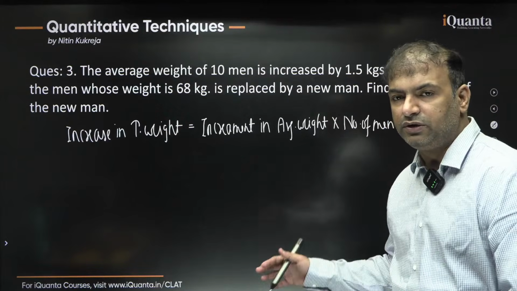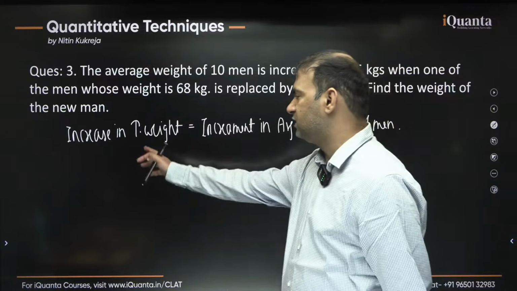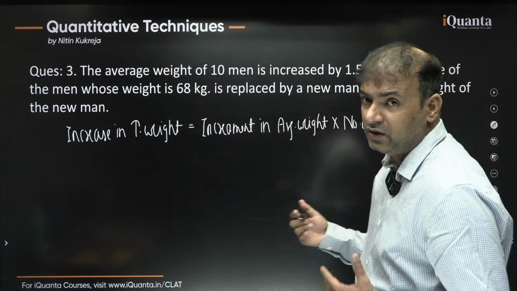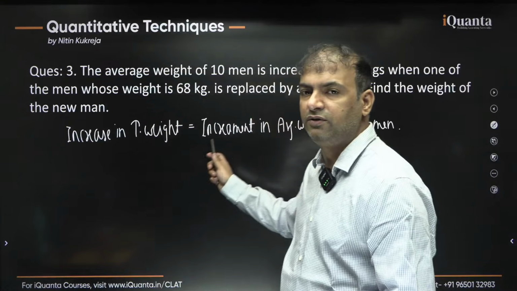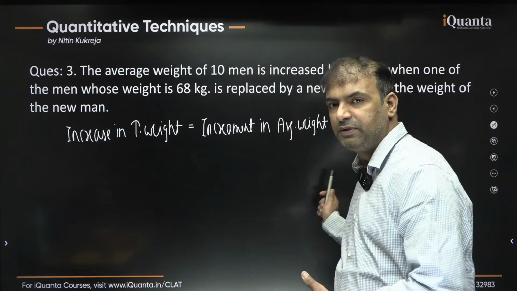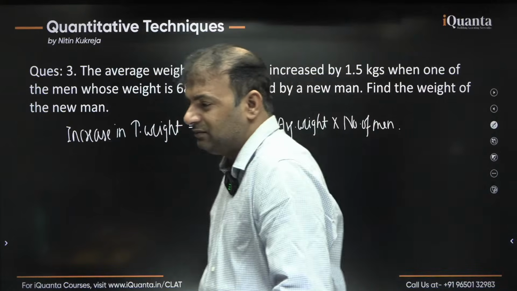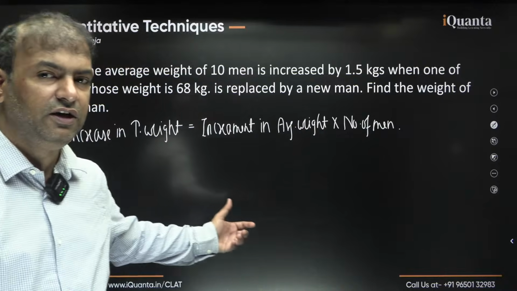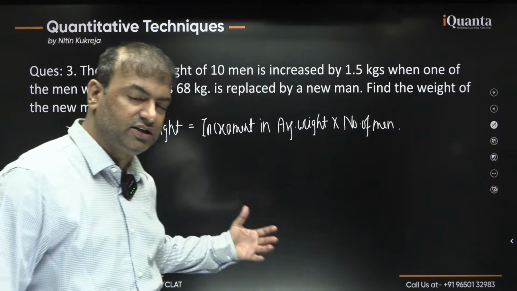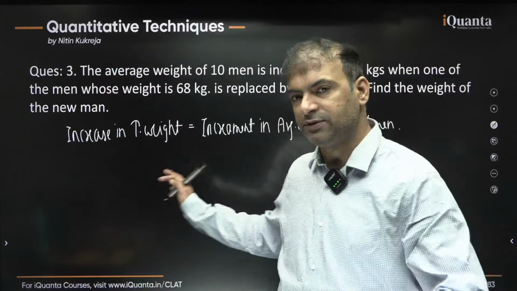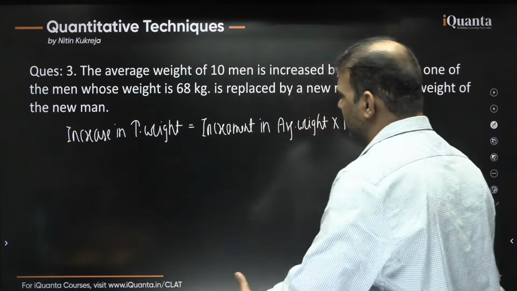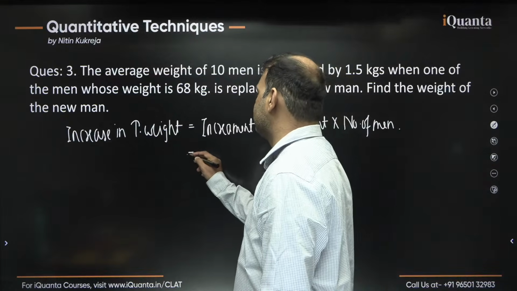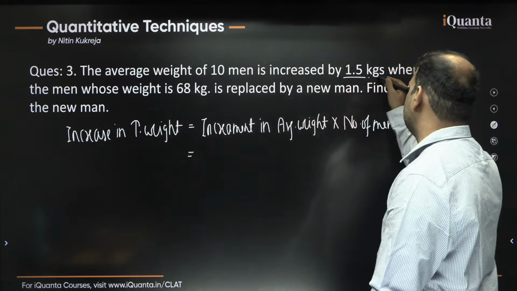See guys, we know the total weight formula, right? The total weight we can say is what? The average weight into the number of people, right? So we can also say that the increase in the total weight is equal to the increase in the average weight into the number of people. We can prove this as well, but I don't think it's required. It will just take some extra time, right? I'm sure this must be clear to all of you, and we can just start applying this. So what is the increase in the average weight, guys? The increase in average weight we know is 1.5 kgs, right?